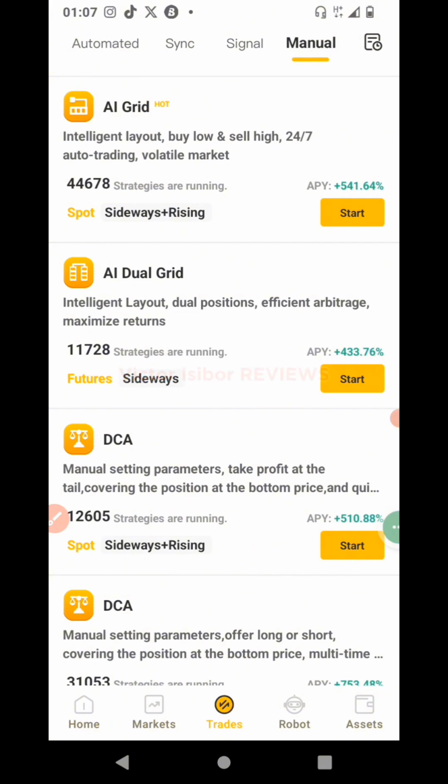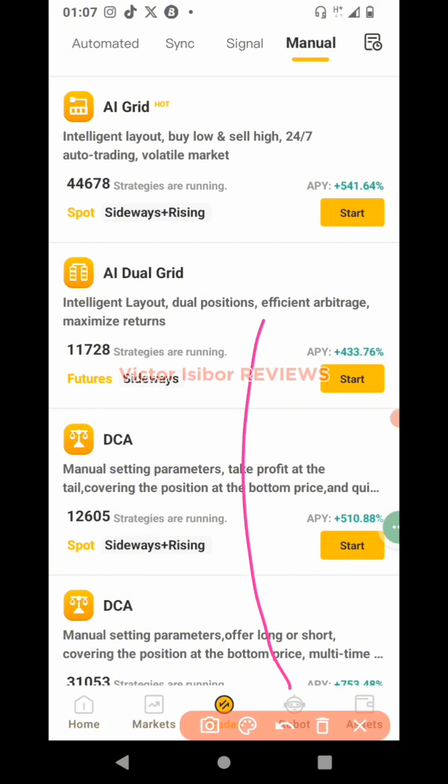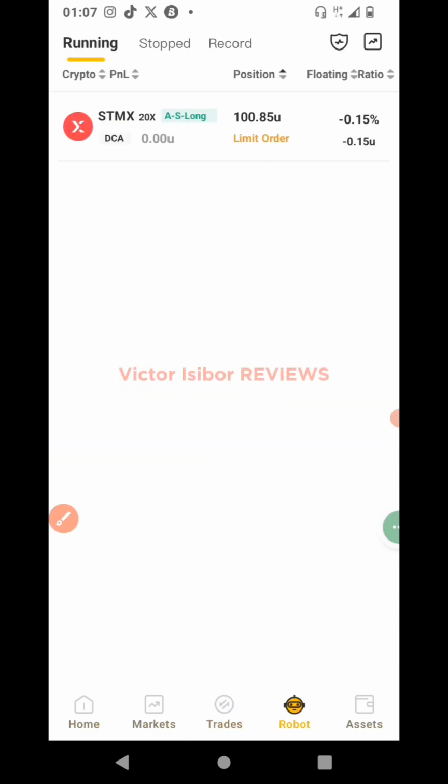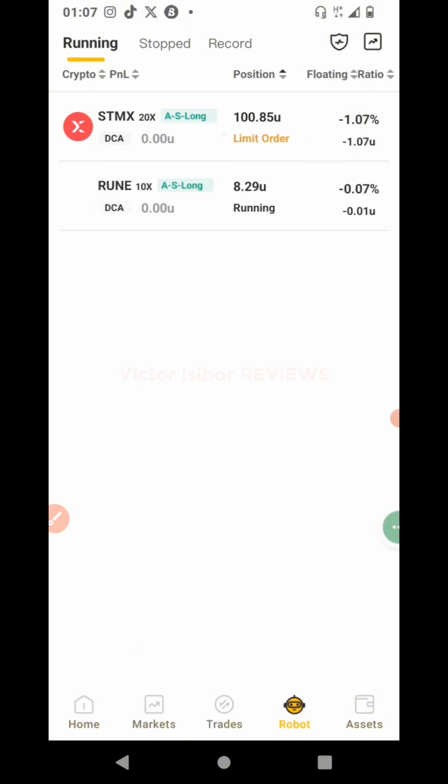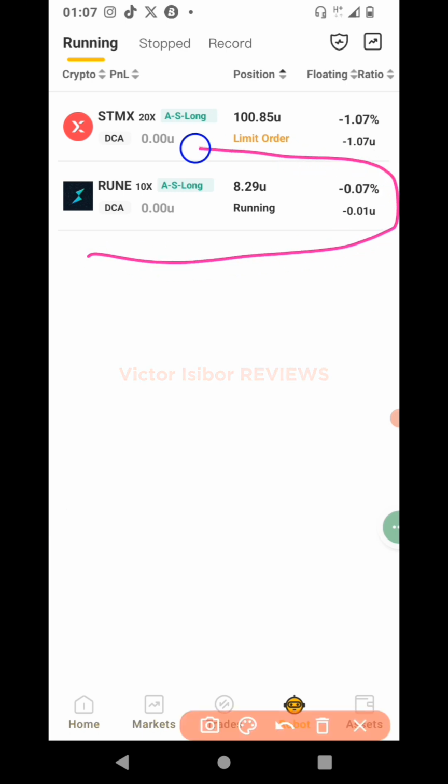And if you look at the bottom bar right now, you will see robot. That is where you check, tap on it, you will check whether that trade has commenced. Okay, I had an STMX trade ongoing before now. You see the rune trade has opened in a long position. Remember, we did auto single. Now the robot has determined that the current mode of rune is a bullish one, is a long one. That's why it opened a long trade for me.